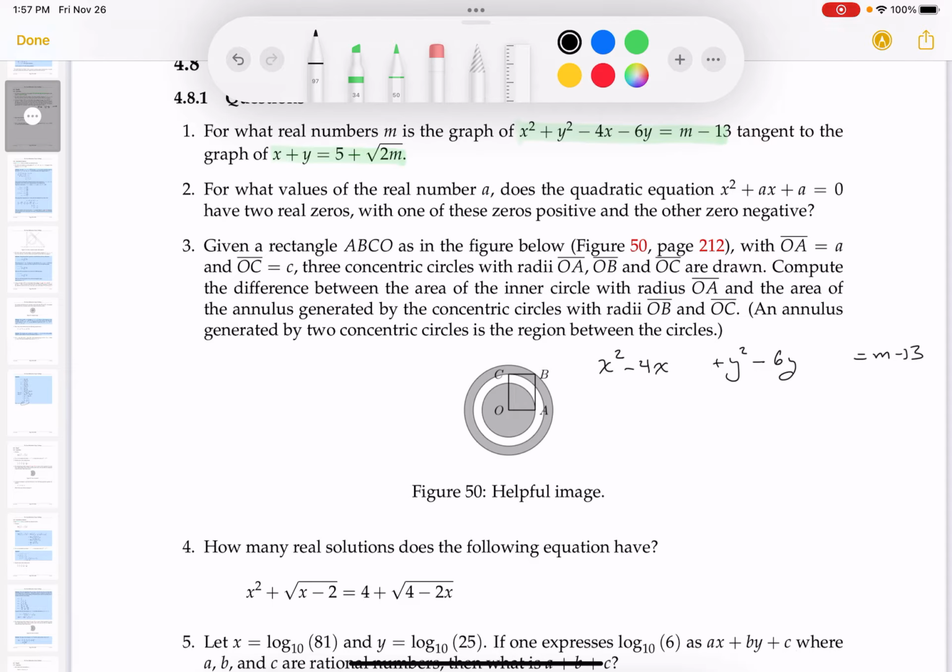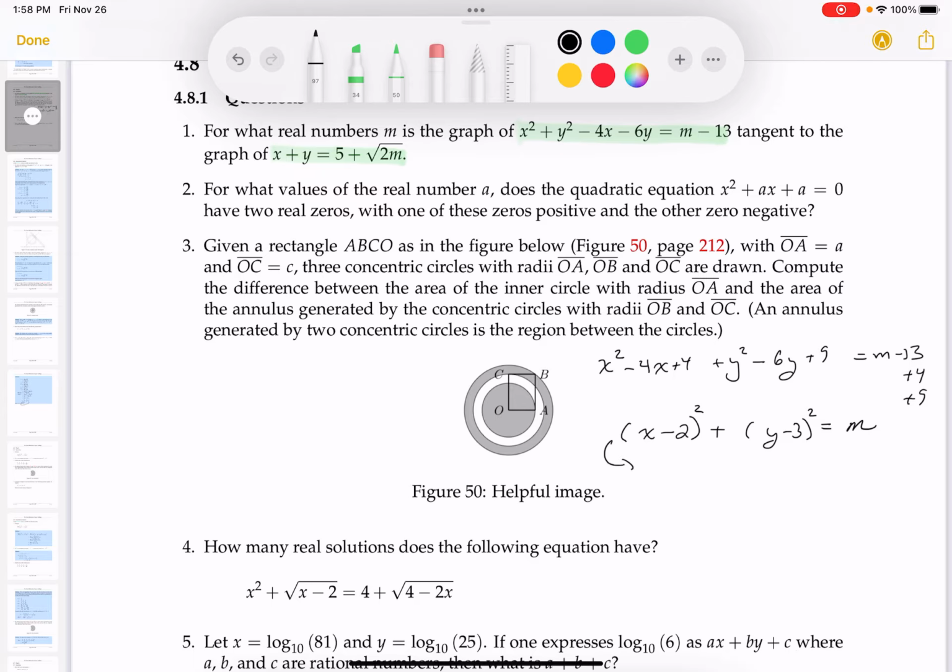And then I'm going to complete the square. Half of minus 4 is minus 2, squared gives plus 4. Add 4 to both sides. And half of minus 6 is minus 3, and squaring that, you get plus 9. Plus 9. So I get something pretty simple. I get x minus 2 squared, I'm sorry, not equals, it's plus the perfect square, y minus 3 squared. And if you simplify the right-hand side, 9 and 4 is 13, and 13 minus 13 is 0, so m.